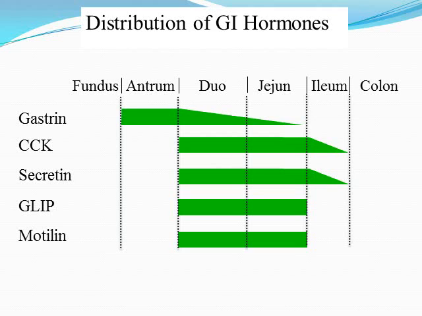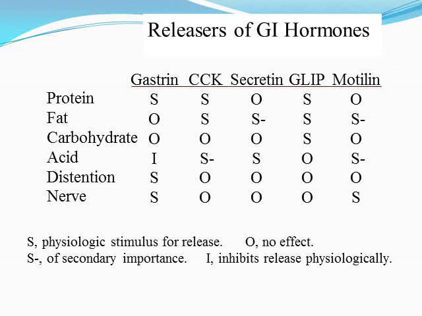So even without input from the nervous system, these can all and will all be secreted, and only a few of them will act under nervous system control, like motilin. So that is something to note and be familiar with. And then this is a nice overview of what causes the release, either the stimulus or the inhibition, of these various hormones.